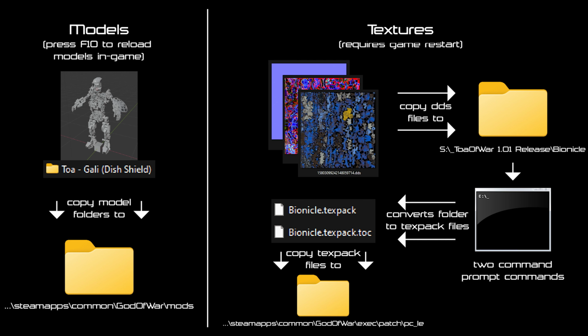Anytime you would like to replace the models, you can just delete folders and copy new ones over to the mods folder. You can press F10 in-game to reload the models, or you can just restart your game and the new models will be loaded. For textures, if you wish to switch out or swap textures, you will have to go through the whole process with the Command Prompt commands, and then copying the TextPax files.